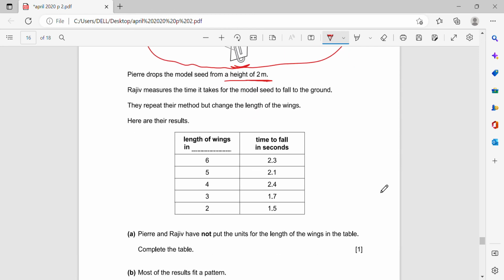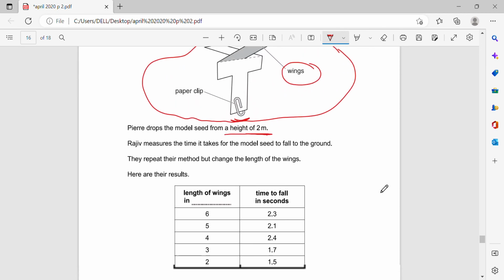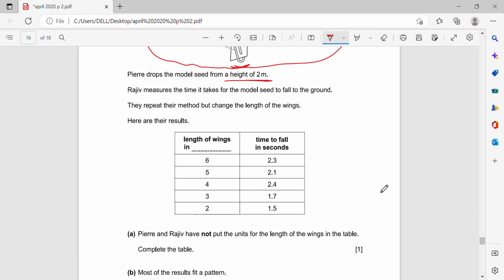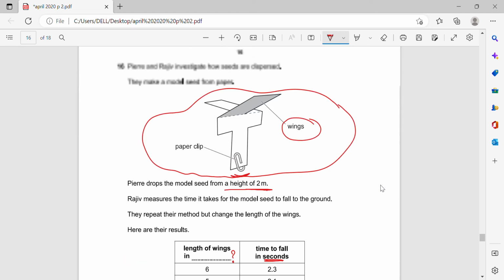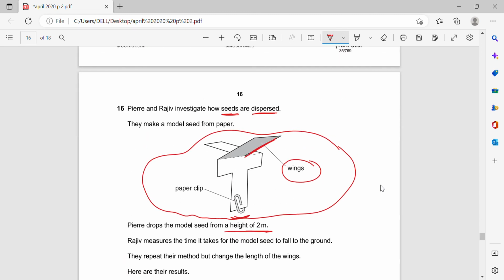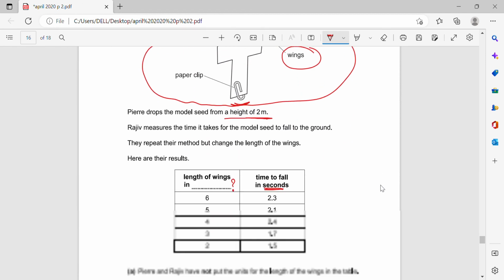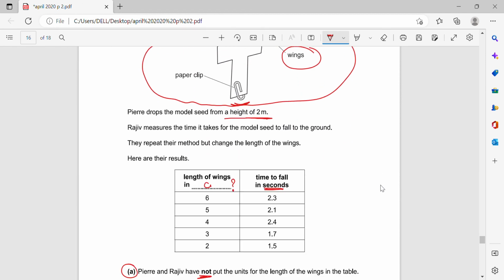Here are the results. The length of the wings in A here, time to fall in seconds. Question A says Pierre and Rajiv haven't put the units for the length of the wings in the table. Complete the table. Here I have length of the wings in what? I need to identify it. Time to fall in seconds. The length of the wing will be in centimeters. Okay.